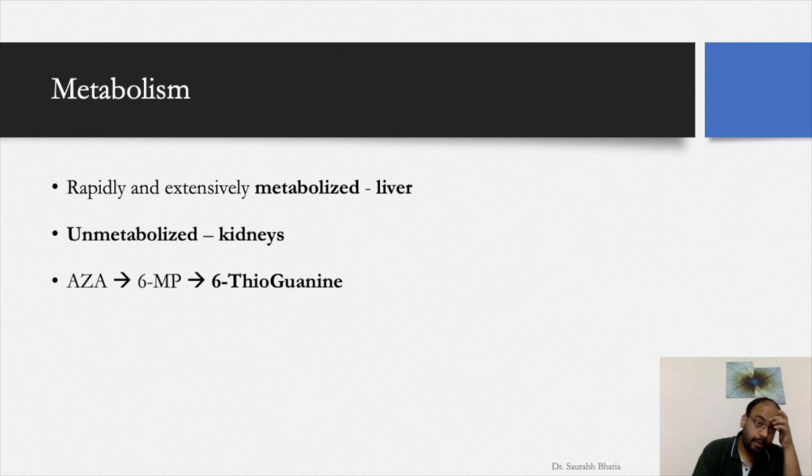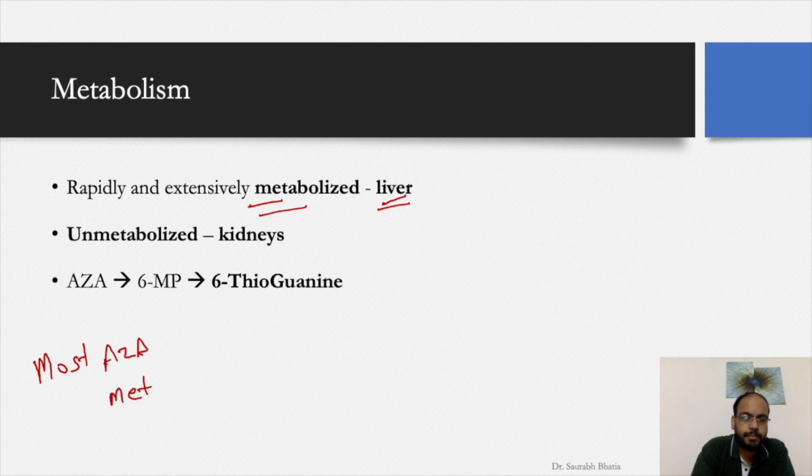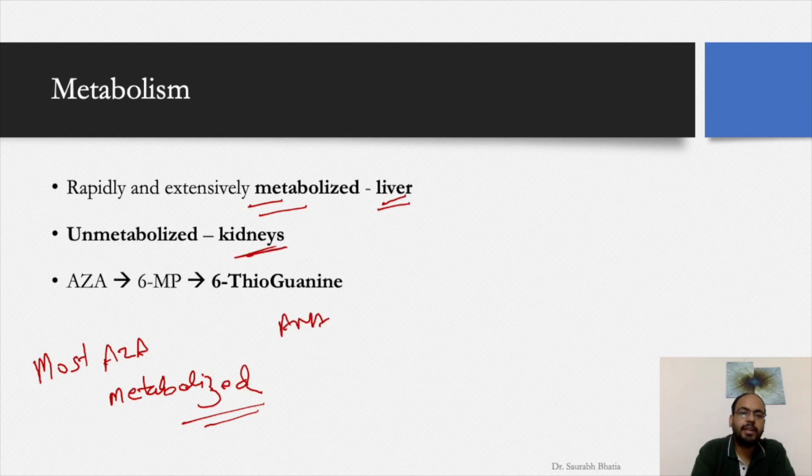Let's go further. How is it metabolized after oral absorption? So I have told you that around 80 to 88% gets absorbed from the oral route. After absorption, it is rapidly and extensively metabolized in the liver. One thing to mention is that most of the azathioprine gets metabolized. Just pardon my ridiculous handwriting. So most of the azathioprine is metabolized. A little bit is left, and that is excreted via the kidneys. Okay, so kidneys are the organ of excretion.